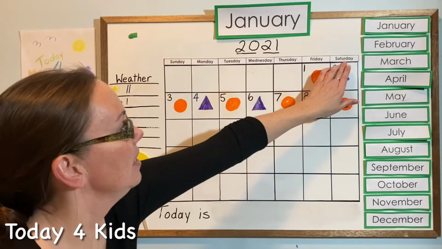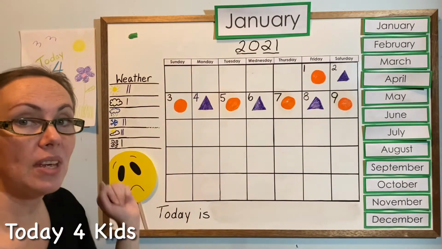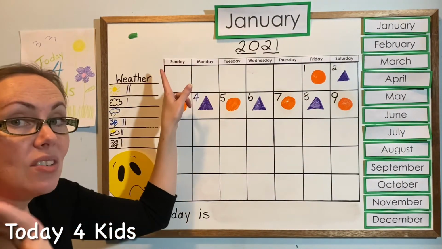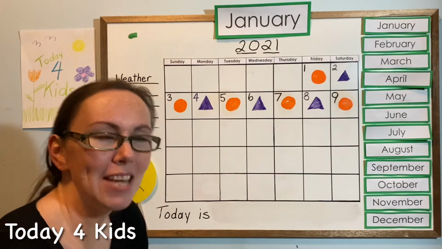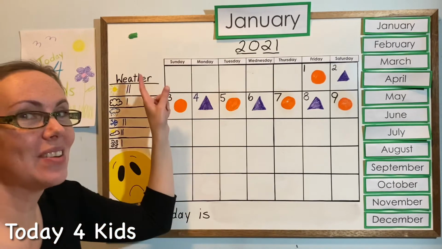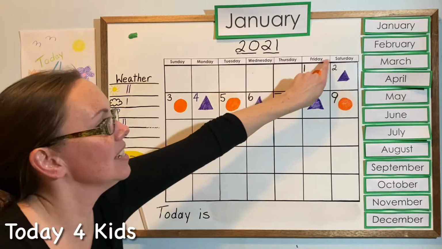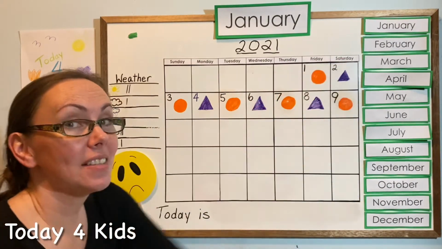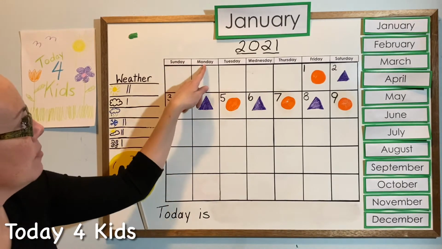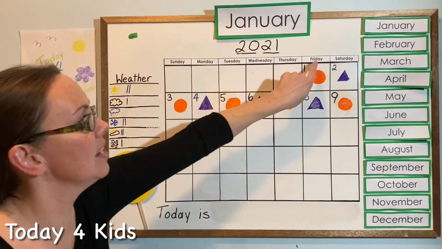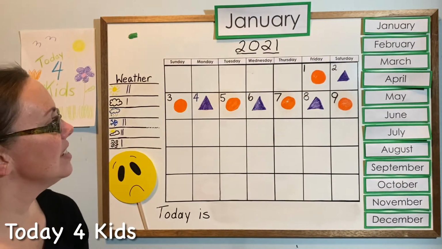It's Saturday and it's the last day on our calendar. How many days are in the week? Can we count them together? I'd love to hear you. Can you say it with me? Sunday. I'm already saying the names. We're supposed to be counting. Can you count with me? 1, 2, 3, 4, 5, 6, 7. There are 7 days in the week. Sunday, Monday, Tuesday, Wednesday, Thursday, Friday, Saturday. Good job. 7 days in the week.